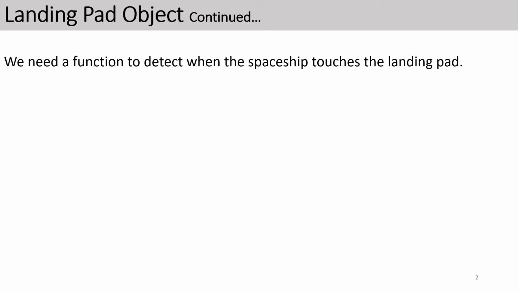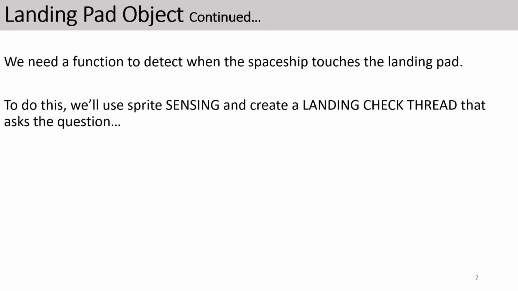We need a function to detect when the spaceship touches the landing pad. To do this, we'll use sprite sensing and create a landing check thread that asks the question, am I touching the spaceship?